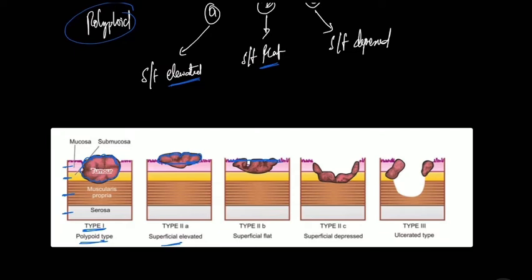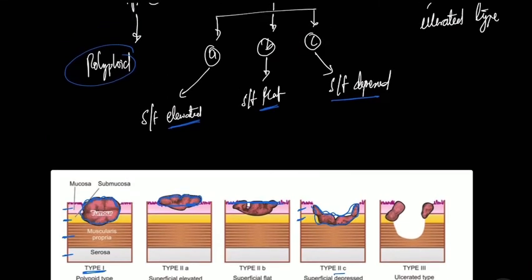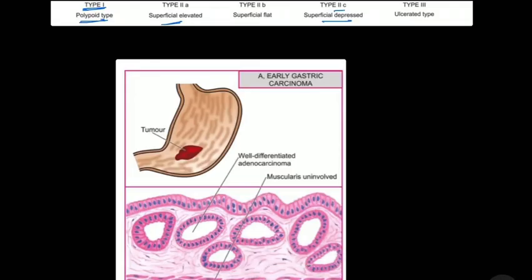Yeah, coming to the third type, that is your type 2C. Yes, it's superficially depressed. So this is depressed. Yeah, it is in the mucosal layer, also the submucosal, but it is superficially depressed. Coming to the last type, that is your type 3 ulcerated type, we see it is in the form of certain ulcers here. Yes, so those were the gross types.